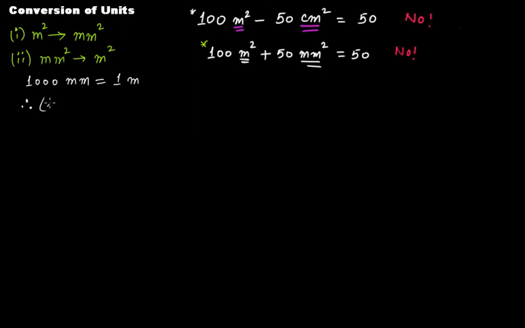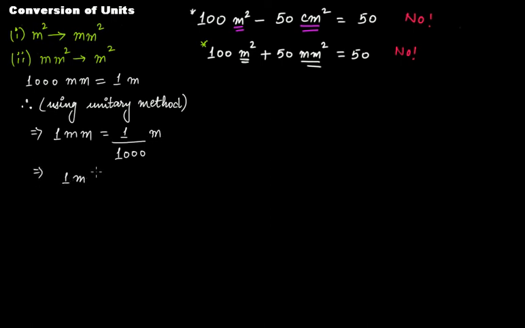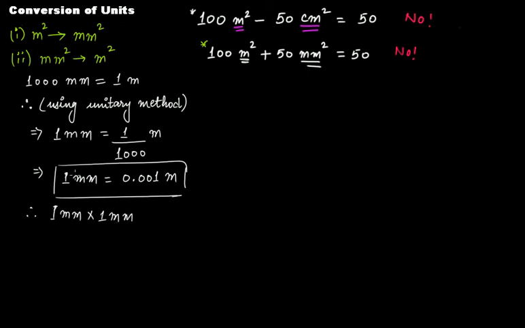Therefore using unitary method, this gives you 1 millimeter will be equal to 1 over 1000 meter. It means that 1 millimeter will be equal to 0.001 meter. So this is the conversion of 1 millimeter into meter. So if 1 millimeter is equal to 0.001 meter, therefore if you square both the sides, 1 millimeter times 1 millimeter is equal to 0.001 meter times 0.001 meter.